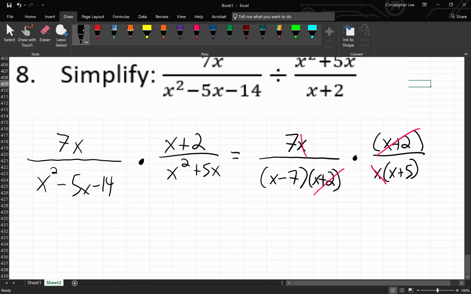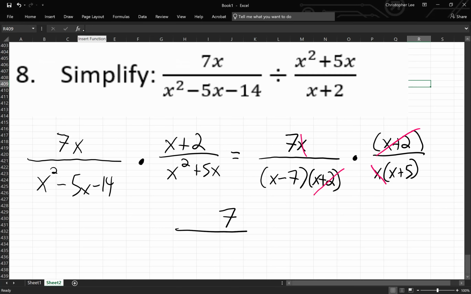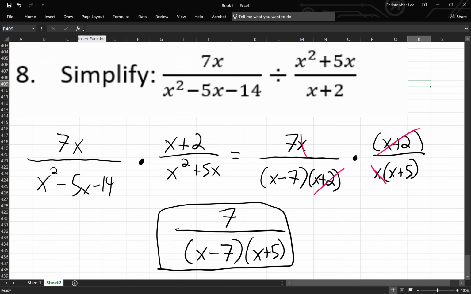Final answer is going to be 7 over x minus 7 times x plus 5. And that's it. Any questions on this? Good? All right, let's keep it moving.